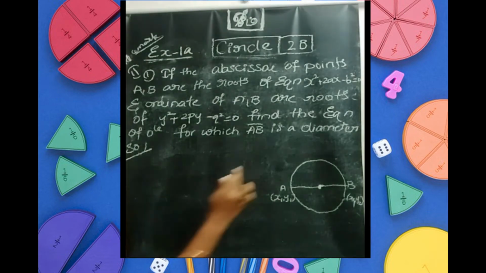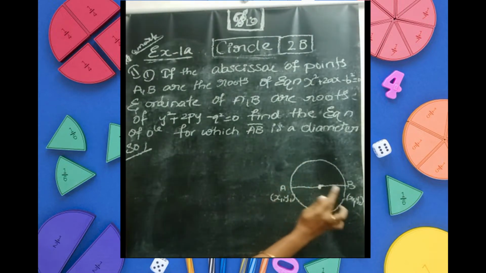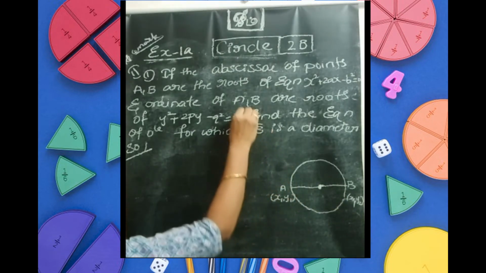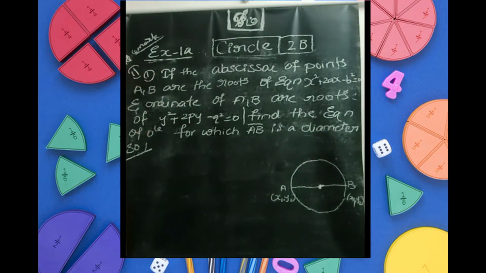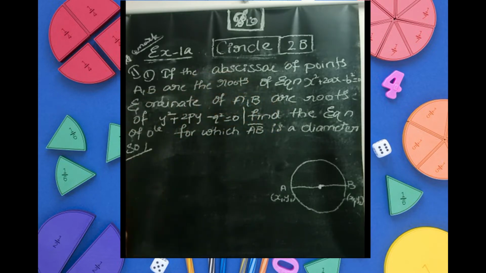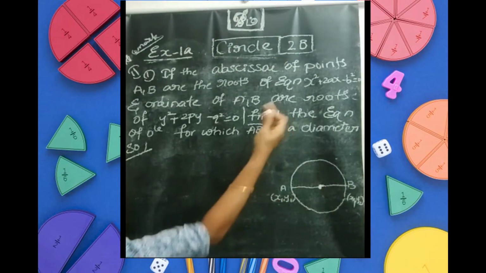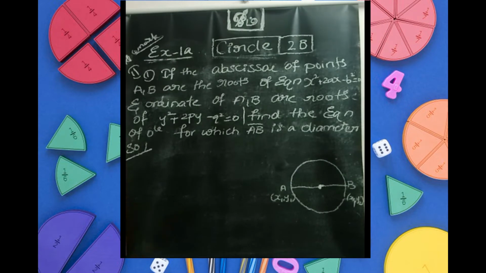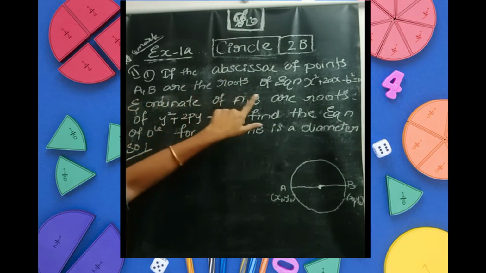They have represented the diameter points as A and B. Let the points be x1, y1 and x2, y2. This is one part. Next, what they have given: the abscissae of the points, where abscissa is nothing but the x point. Here x1, x2 are the abscissae of the points, which are the roots of the given equation.